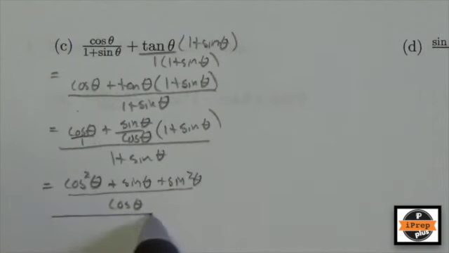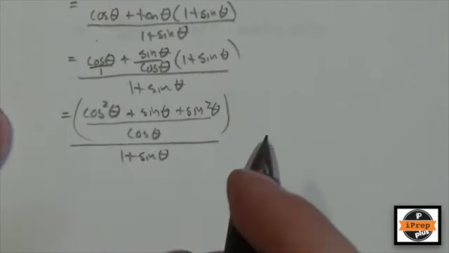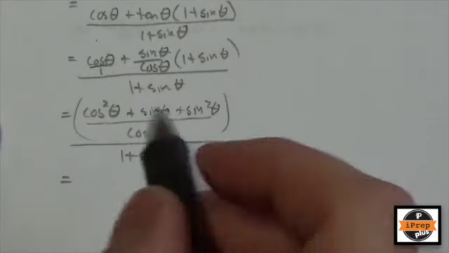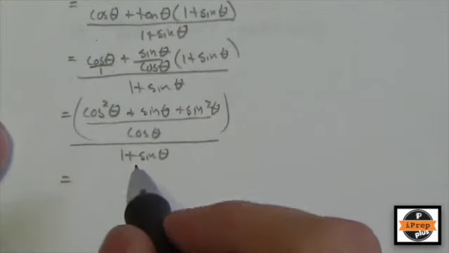So I've done a couple things here. This is still all over 1 plus the sine of theta. Okay. Now, are there any Pythagorean identities here? Yes. Cosine squared plus sine squared is equal to 1.